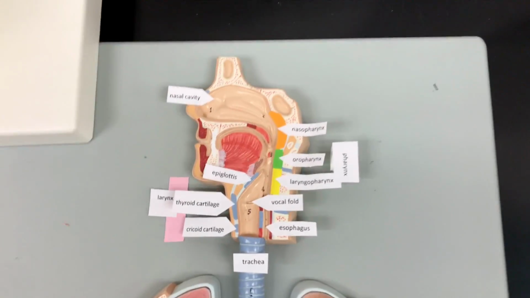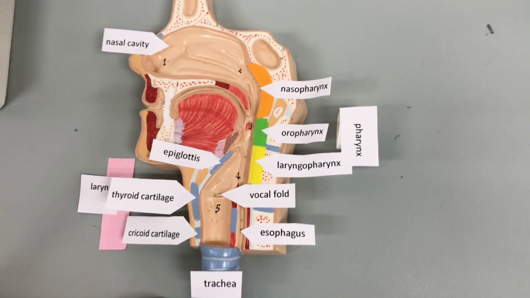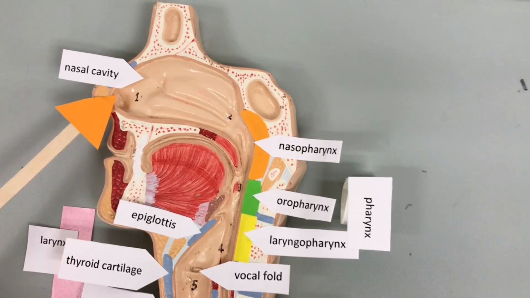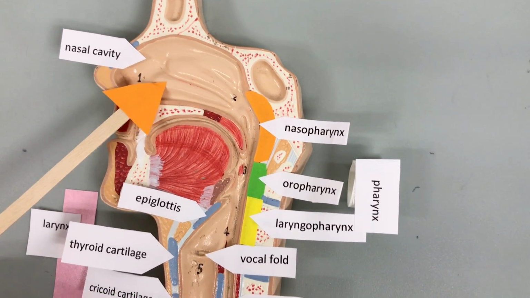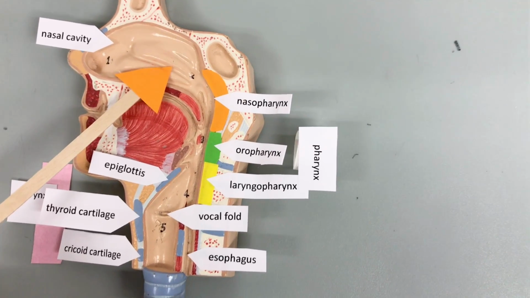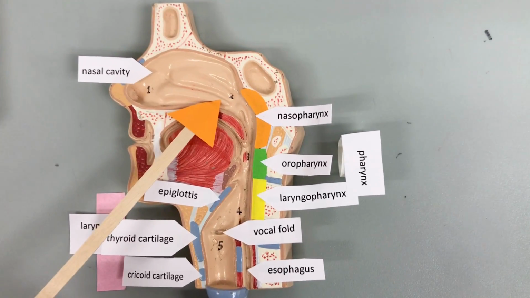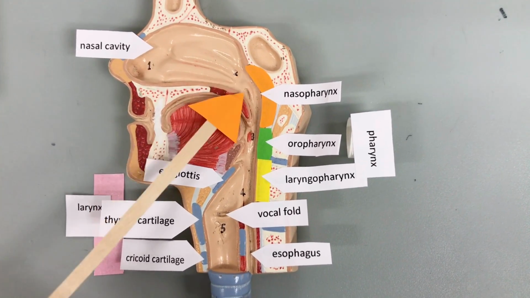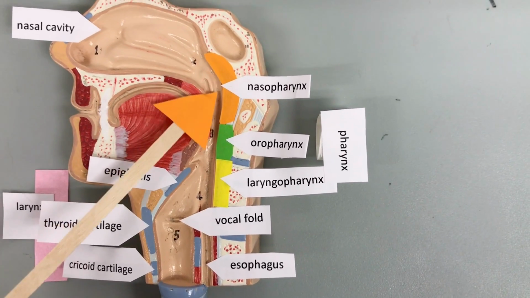This is a tour of the respiratory system. So air is conducted into the nasal cavity. The nasal cavity is lined with pseudostratified ciliated columnar epithelium and a mucus layer that traps larger particles that come in with the air. Air is going to travel down the pharynx.